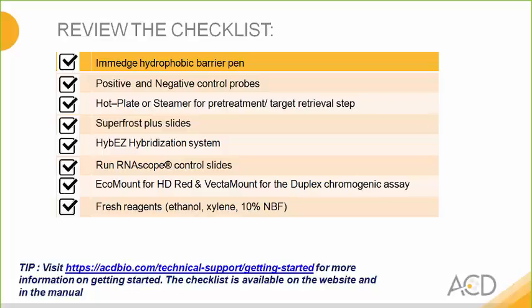A brief overview of what the checklist might include would include the ImmEdge hydrophobic barrier pen. We have heard of other PAP pens being used, and so we highly recommend the use of the ImmEdge hydrophobic barrier pen to keep the hydrophobic barrier intact on your slides. We also highly recommend the use of positive and negative controls, as again, this serves as an assay workflow technique check and to confirm the RNA quality in your samples before proceeding to your target probes. We recommend the use of a hot plate or steamer for the pretreatment of your target retrieval step, as this is what we have worked with in-house and validated.